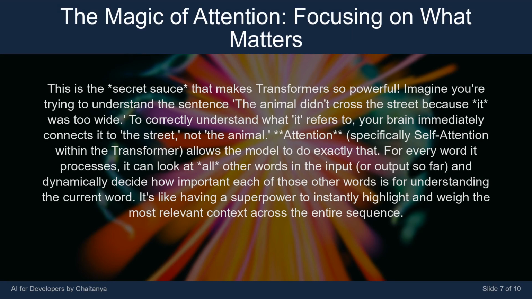This is the secret sauce that makes transformers so powerful. Imagine you're trying to understand the sentence, "The animal didn't cross the street because it was too wide." To correctly understand what it refers to, your brain immediately connects it to the street, not the animal. Attention, specifically self-attention within the transformer, allows the model to do exactly that. For every word it processes, it can look at all other words in the input or output so far, and dynamically decide how important each of those other words is for understanding the current word. It's like having a superpower to instantly highlight and weigh the most relevant context across the entire sequence.